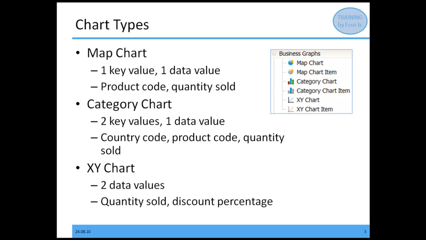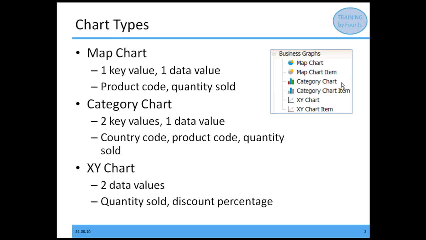When you're creating a graph or a chart using Genero Report Writer, you have three types of charts that you can choose between. The first type is a map chart. A map chart is where you have one key value and one data value. So an example, if you want to graph the quantity sold by product, you would create a chart that includes the product code as the key value and the quantity sold as the data value.